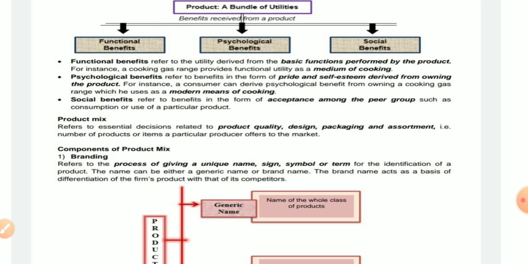First is the product mix. It refers to essential decisions related to product quality, design, packaging and labeling of the goods. So first we discuss branding. Branding refers to the process of giving a unique name, sign, symbol or term for the identification of the product, and the name can be either a generic name or a brand name. The brand name acts as a basis of differentiation of the firm's product from the competitors.